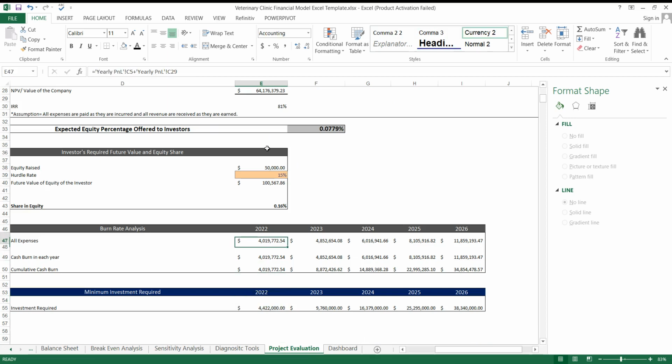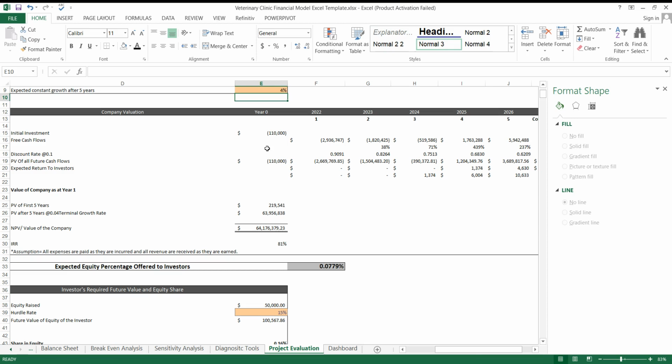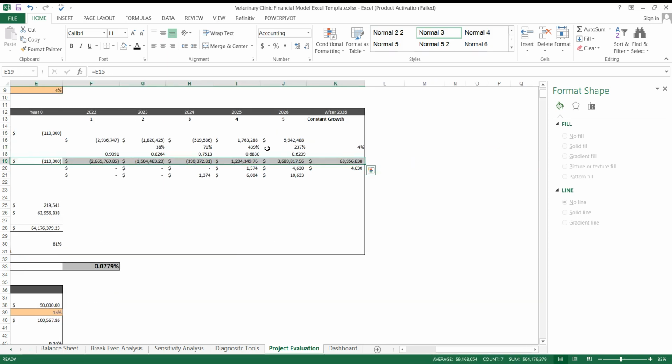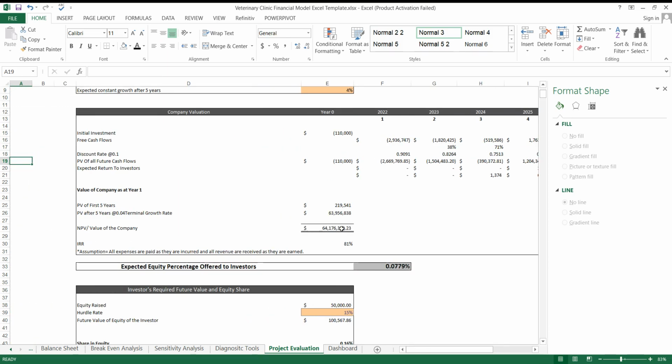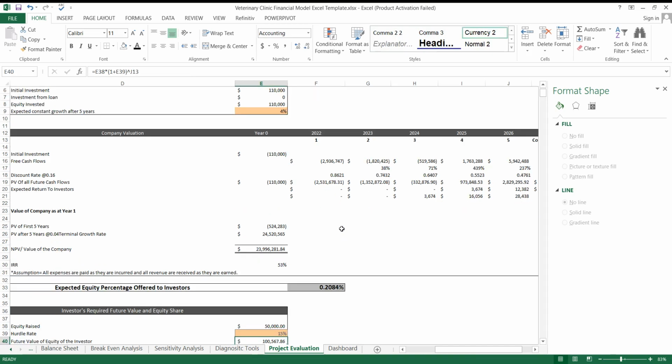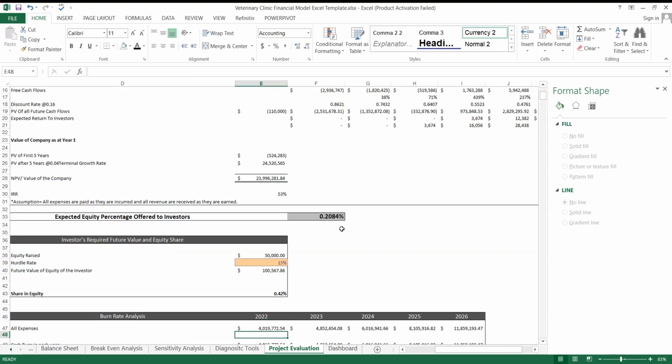The project evaluation sheet gives an estimate of all future cash flows, the present value of all future cash flows, and the NPV calculated through the cost of equity, which is over here. And you can change this cost. For instance, if you change it to 6%, all of these figures change. It also maintains the internal rate of return of the company and the expected risk equity percentage offered to the investors.